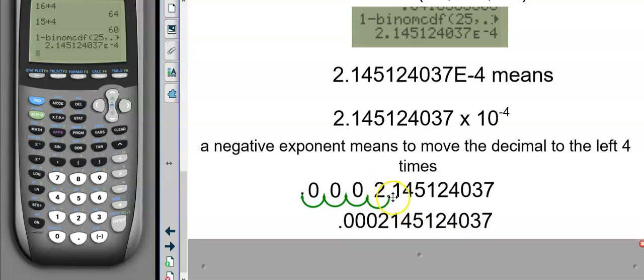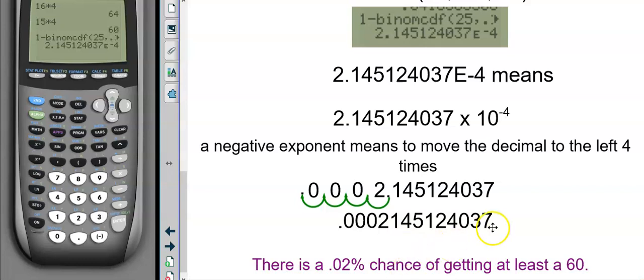So if it's 2.1451240, we're going to move it 4 times to the left because that's negative. So 1, 2, 3, 4. Our actual answer is 0.0002145, and so on. With that, I'm going to change that to a percent. A percent means you move it over 2 places to the right. So P of X equals 0.02%.